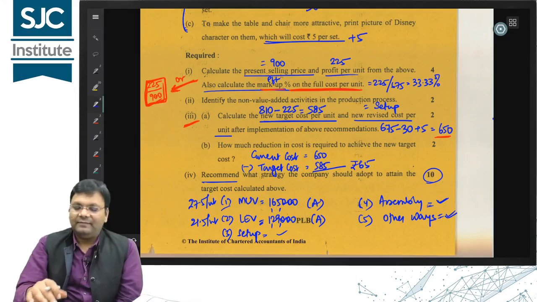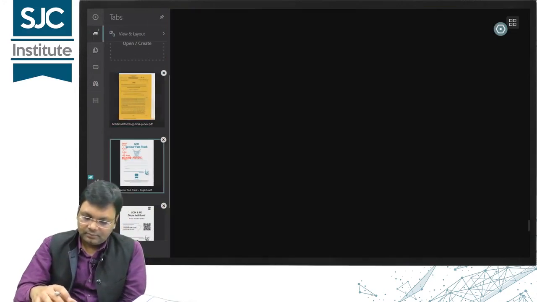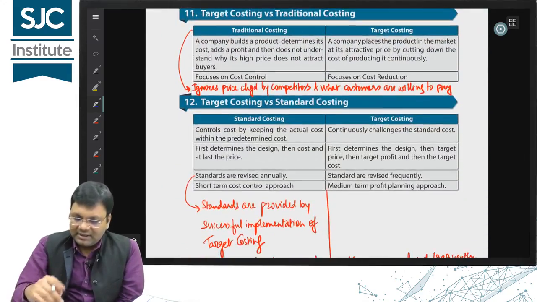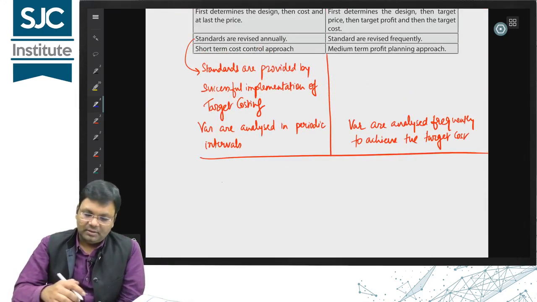So with this I have completed your target costing chapter. From my side, target costing is over. You need to study these theories well in order to be able to write your answers well.